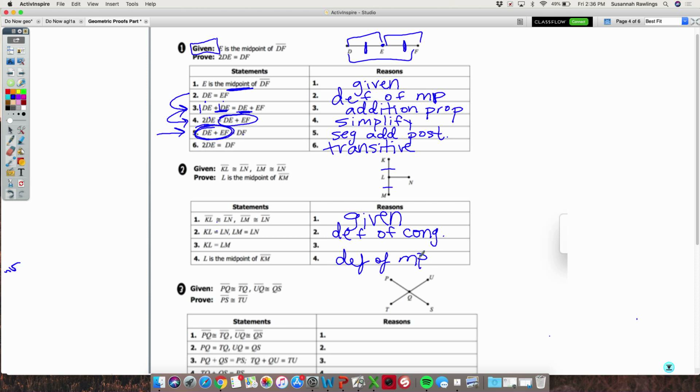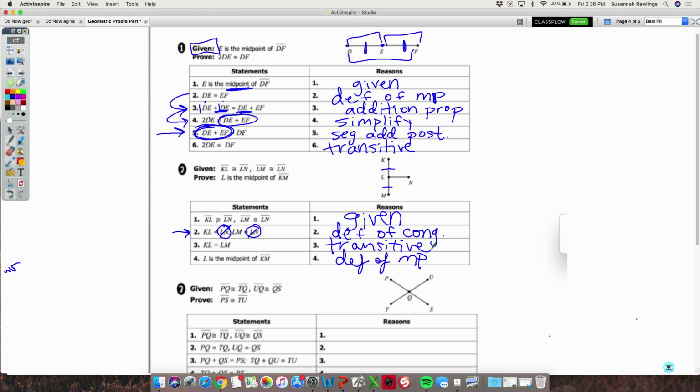Okay, so KL is equal to LM. Where did we get that information from? So my last step had to be transitive, but in step 2, what was repeated there? In step 2, what was repeated? LN. So the LN was repeated, and then deleted, so that was why we got transitive.